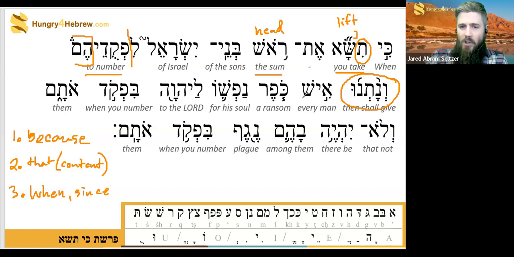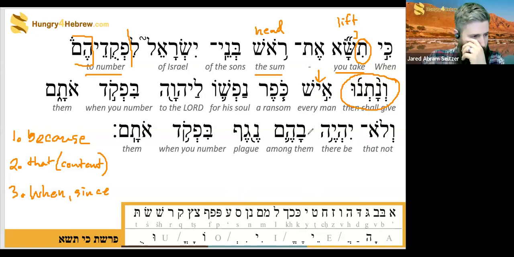And then ish, this is only one man, but the verb is plural. Wait a minute, it's not supposed to be like that. Well, what if it's being used adverbially? This is what they shall do. How are they going to do it? Each man will do such and such. The Bible's famous for doing this. So they shall give each man, or every man, kofer nafsho.